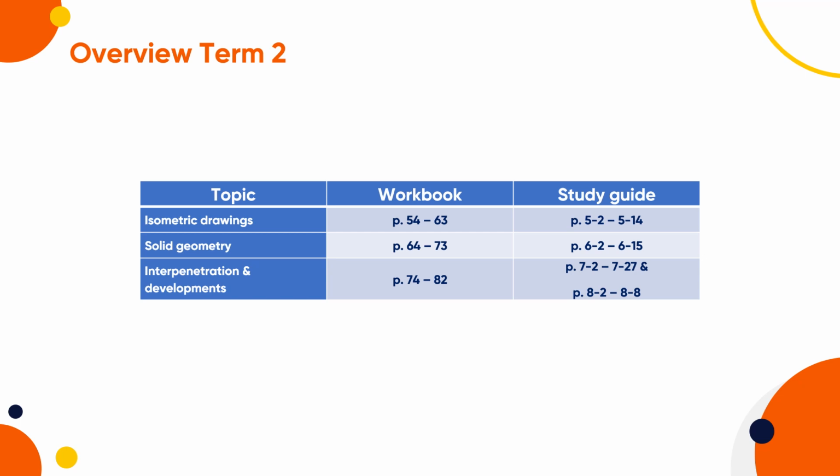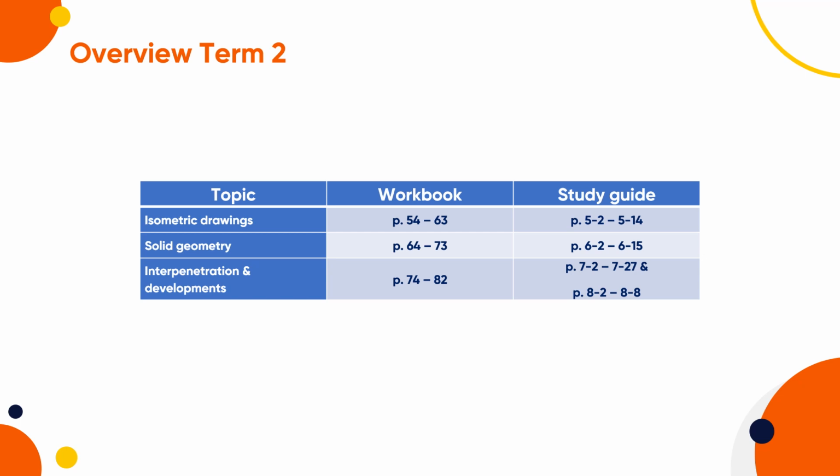The next part is Term 2, and what we needed to complete for this term. That would have been the isometric drawings that we would have found in chapter 5, solid geometry drawings in chapter 6, and then interpenetrations and developments in chapter 5, as well as parts of that in chapter 8, especially chapter 8 focusing on the developments part of that topic. So that was the work done in Term 1 and 2.